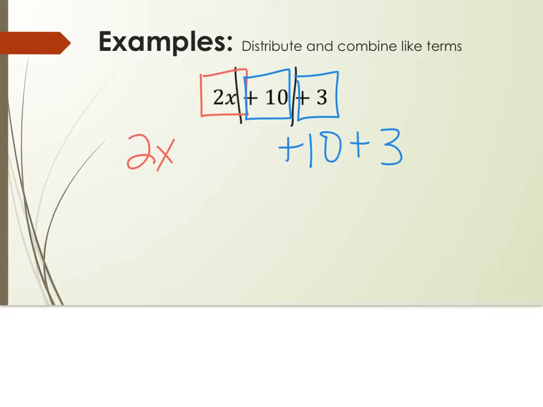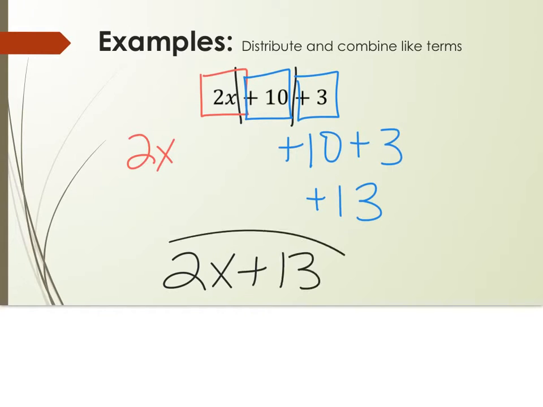They are the same signs, so you add and keep. 10 plus 3 is 13, you keep the plus sign. Your final answer is 2x plus 13.